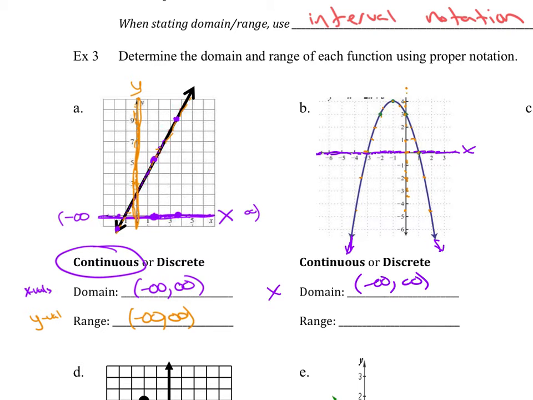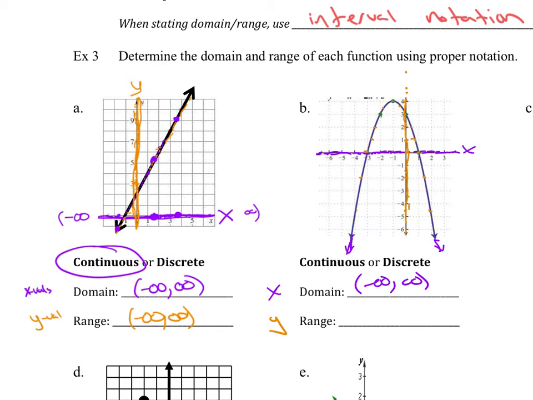Not on the graph. 4.5? Not on the graph. 7? Not on the graph. Oh, so it stops. So all the y values are represented until we get to 4. And so we go, again, smallest to biggest, bottom to top, smallest to biggest.